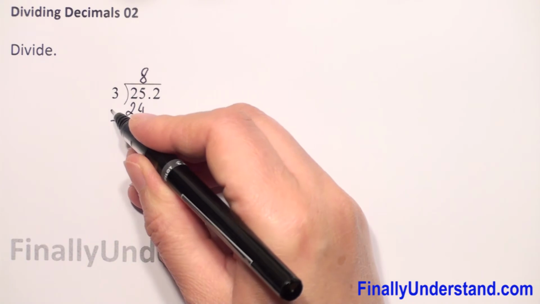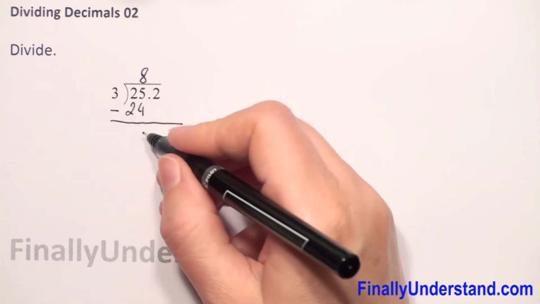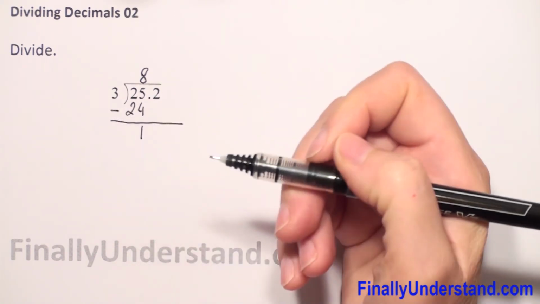Next we have to underline and do subtraction. 5 minus 4 is 1. 2 minus 2 is 0. We don't have to write that.